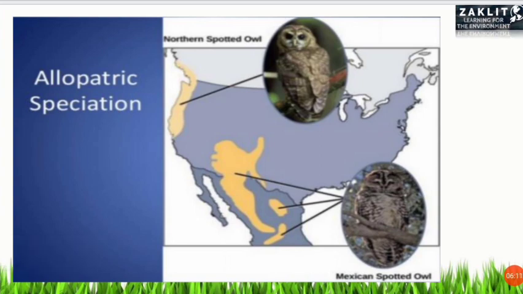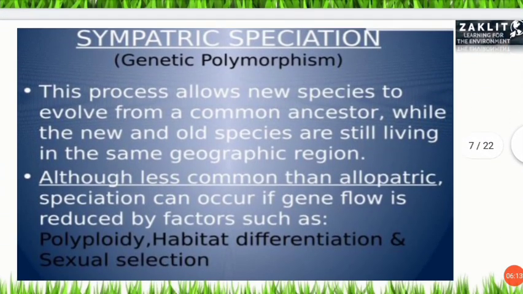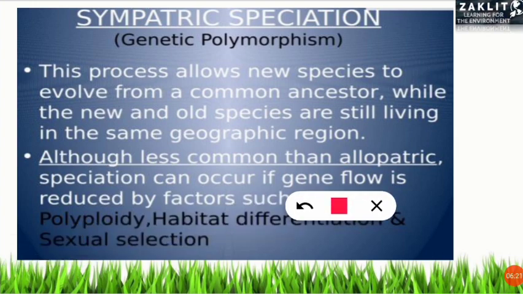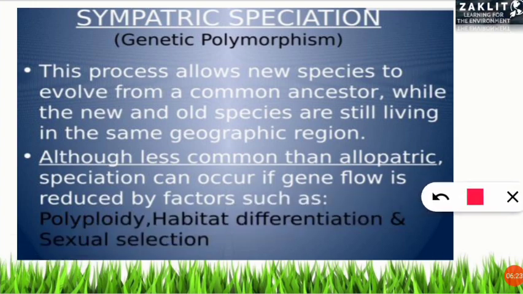Let's move to our next slide. In the next slide we will study sympatric speciation. So this sympatric speciation is also called genetic polymorphism. So here the point of genetics is coming. So this process allows new species to evolve from a common ancestor. So that is the main definition of speciation, while the new and old species are still living in the same geographic region.